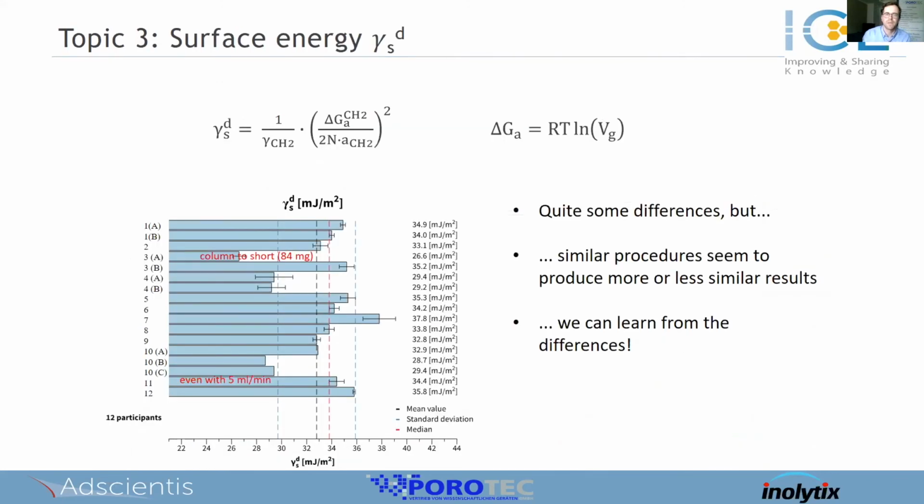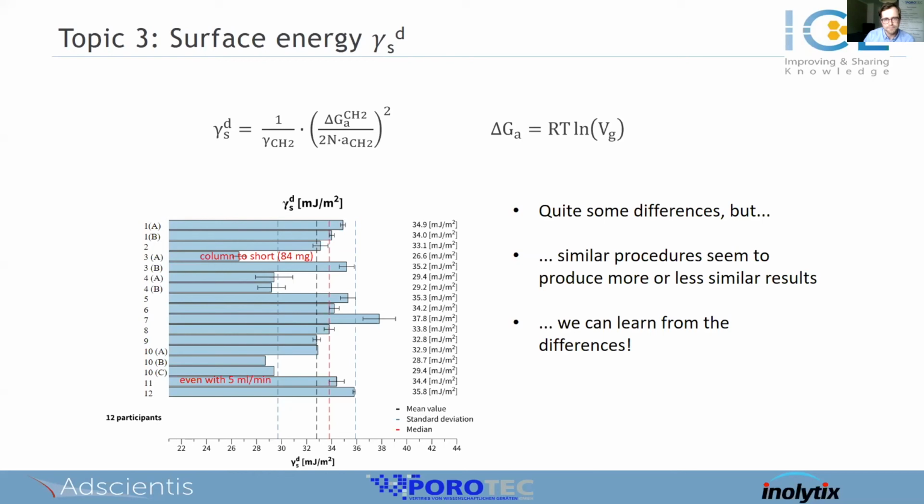Here we have calculated dispersive components of surface energy from all participants. We see that the results are relatively homogeneous, but we have also some outliers. 11 measurements are within the standard deviation and 5 are off. For some measurements, this can be explained quite easily. For others, there are still open questions. We have a median value of about 34 millijoule per square meter.